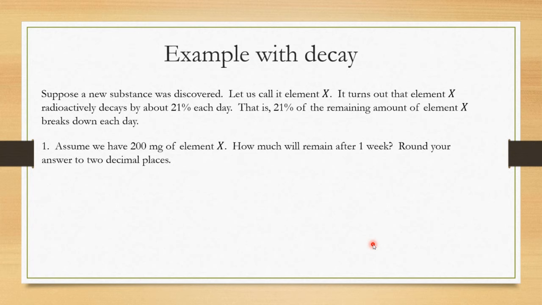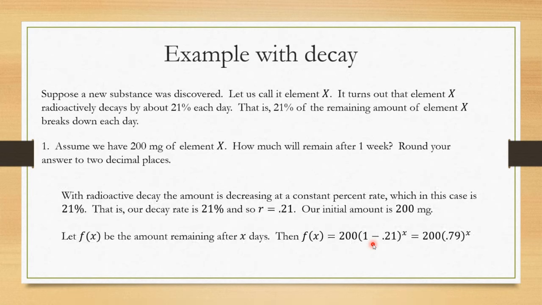So again, what is this saying? This is saying that of the amount you have, 21% will be gone a day later. Then another day later, 21% of what's remaining will be gone, and so on and so forth. Let's suppose we have 200 milligrams of this. How much is going to be left after a week? In other words, how much will be left after 7 days? Well, let's get a formula first. As you can see here, since it's decreasing by 21%, that tells us our R is 0.21.